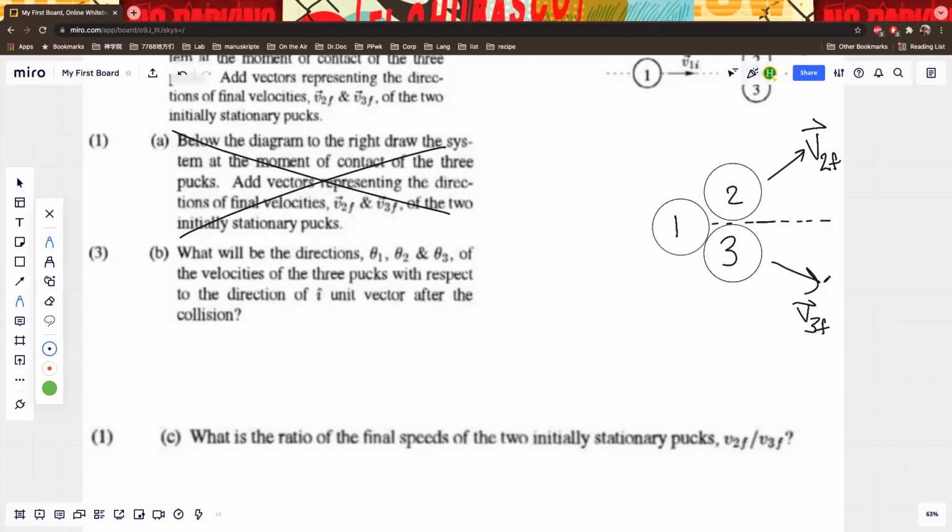So this is where I think your intuition of it being 45 degrees might be helpful.